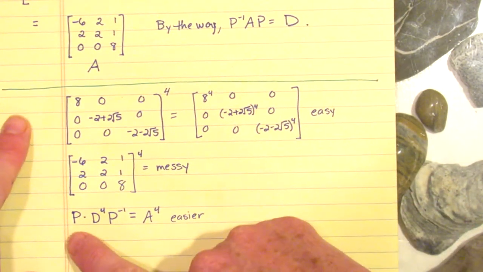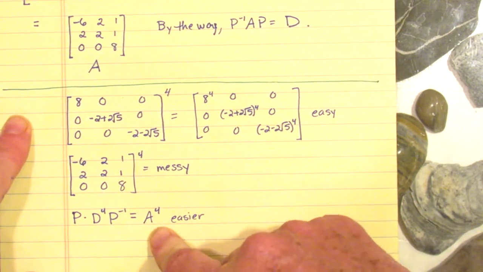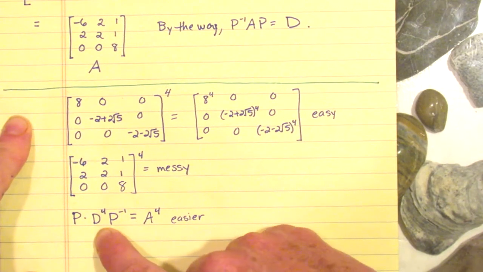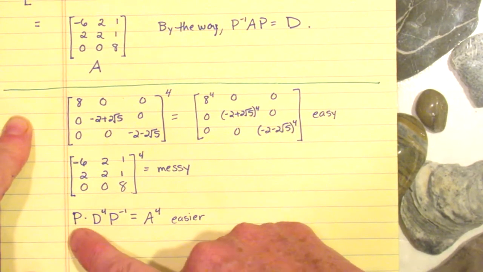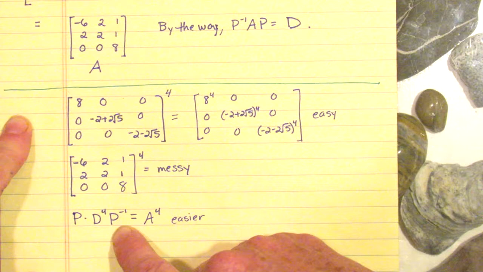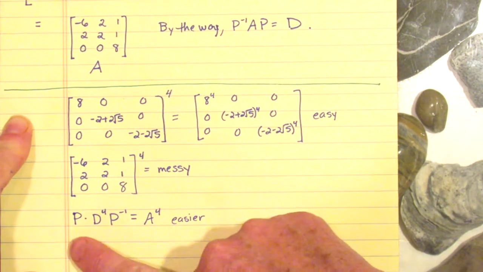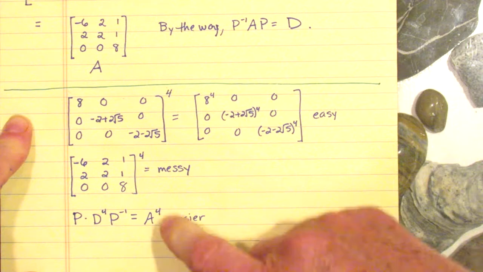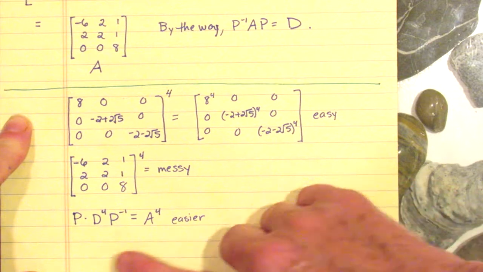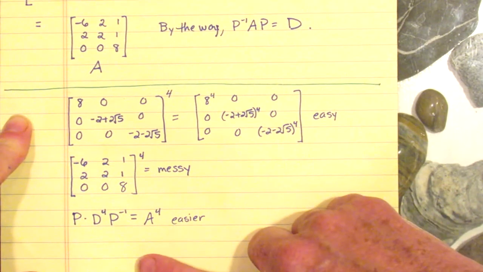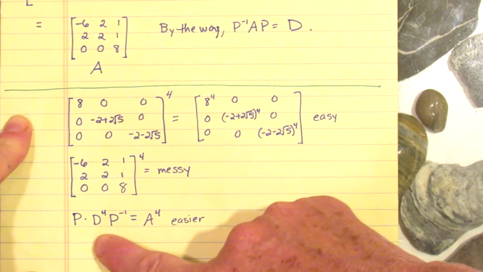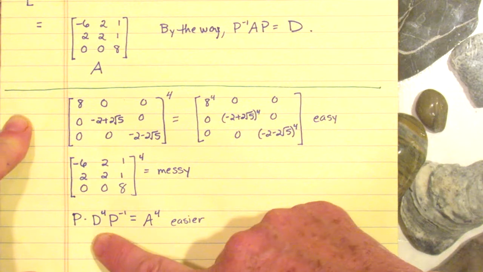So it also makes calculating A to the 4th easier by using our definition of how A is related to D. If I took P and I multiplied it by D to the 4th, and then multiplied it by P inverse, I will get A to the 4th. And overall, this would take fewer steps than if I actually took this matrix and did the matrix multiplication. So that's just an example of why you might want to take a matrix and use its diagonal form. There are some processes which end up taking up fewer steps and are cleaner.